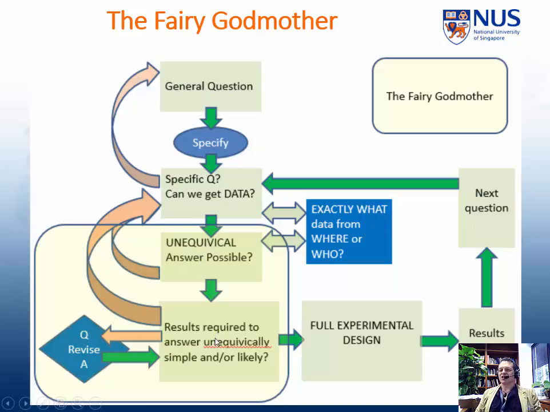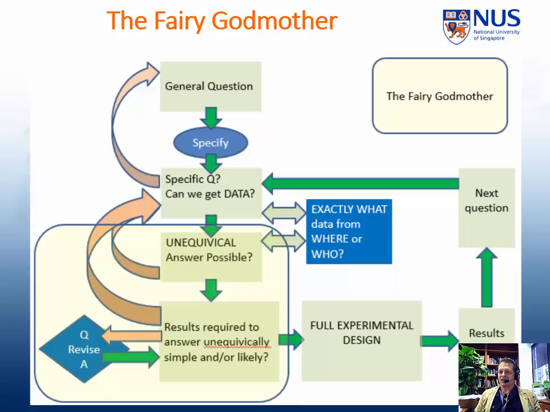But assuming an unequivocal answer is possible, then the next question, which is almost equally important, and this is more about when you're having to go to an experiment: are the results that you would need to unequivocally answer your research question either likely, or simple? Or rather, is it some fiendishly complicated experiment with a massively involved analysis technique that requires the wind to be in exactly the right direction, or that you had eggs for dinner last night for the experiment to work?